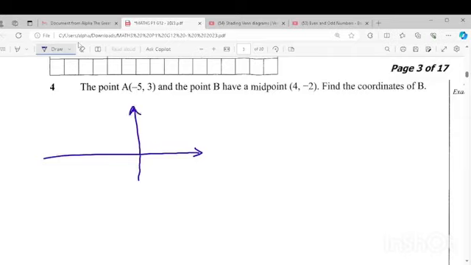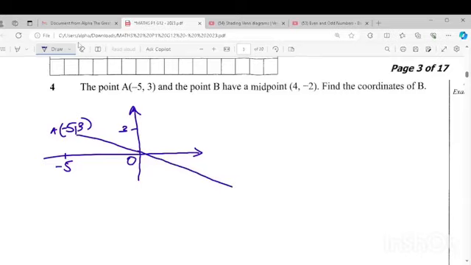Point A is at (-5, 3). So we are going to assume that this is -5, then 3 is here. So point A is here, (-5, 3). You can join this to the origin, O. And then they are saying this point here, (4, -2), is the midpoint of this line. So this line continues to go like this.